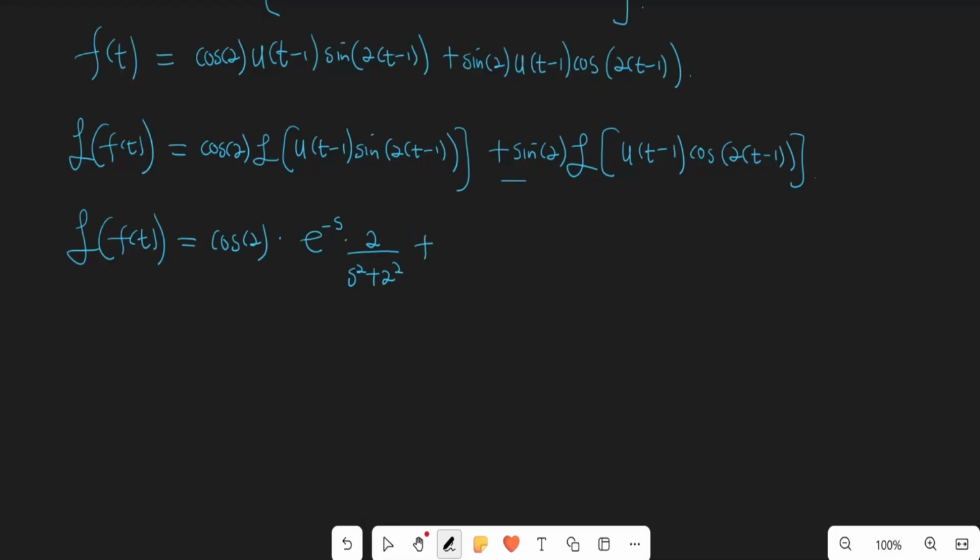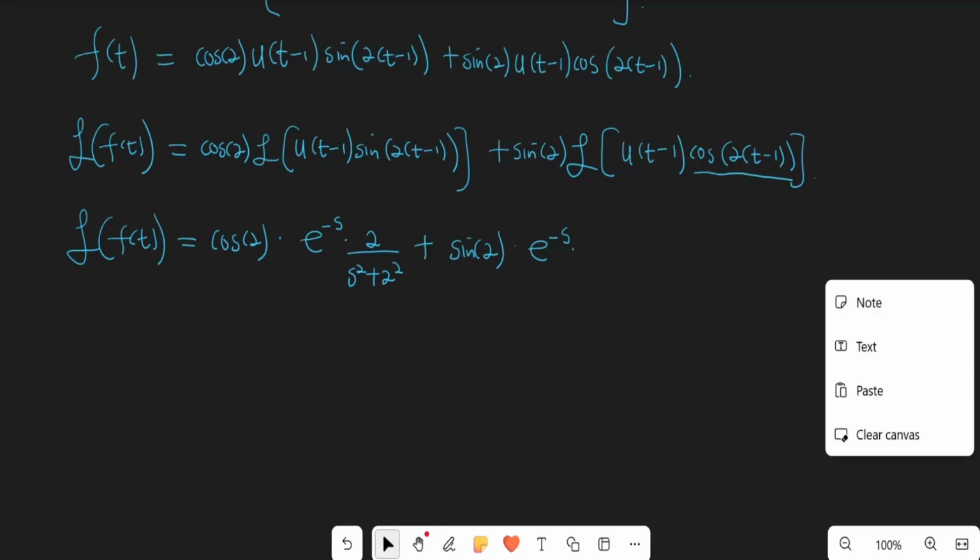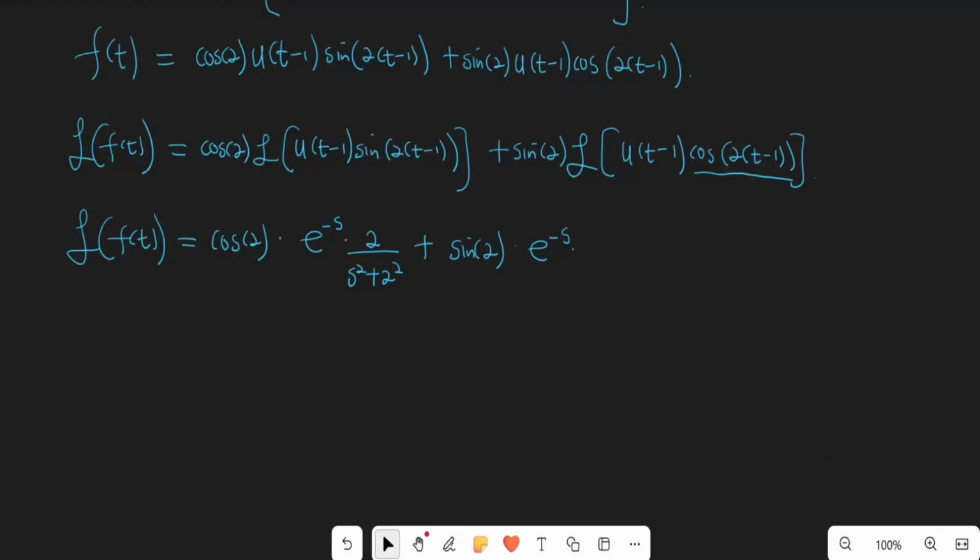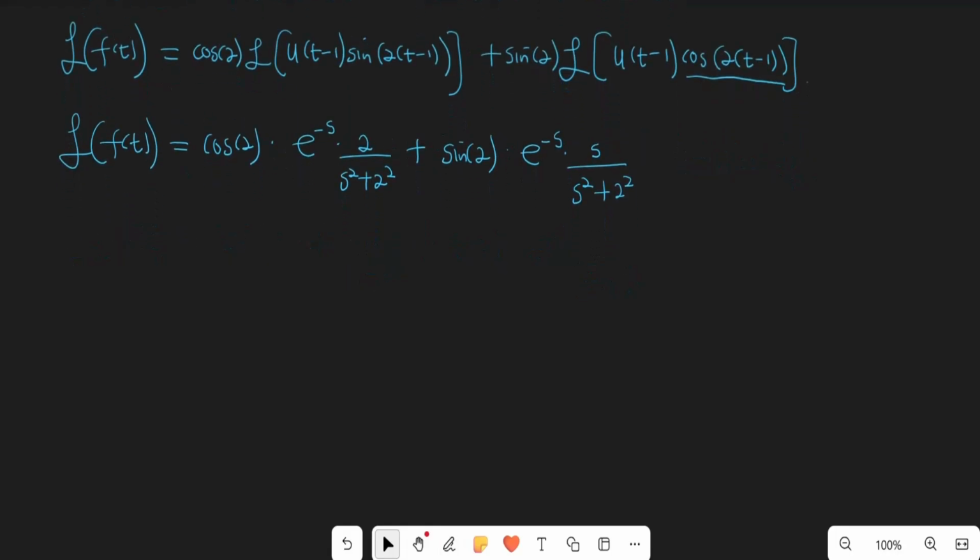Cool. Now plus the next one, which is going to be sine of 2. Now the Laplace transform of this is e to the negative sa. S times a in this case is 1, so s times 1 is s on top here, multiplied by the Laplace transform of the unshifted function. The shifted function is cosine of 2 into t minus 1. The unshifted function is going to be cosine of 2t, and the Laplace transform of cosine of 2t is going to be s divided by s squared plus 2 squared. So this is what we have.